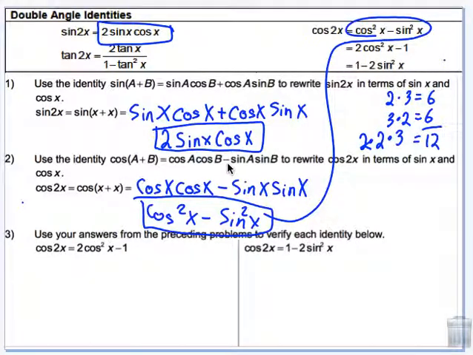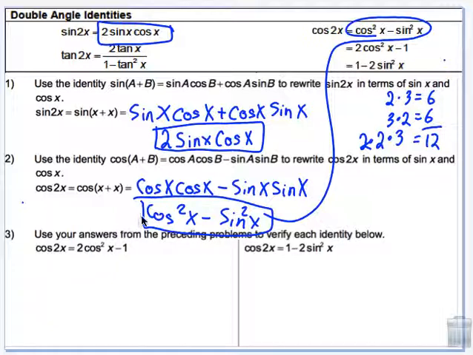Notice you have a minus here, and this time your cosines are together and your sines are together. So anytime you have cosine times cosine, that just reduces to cosine squared x, and here the sine times sine is reduced to sine squared x. So this is your first double angle identity for cosine. But if you look in your notes, there's 2 other identities.